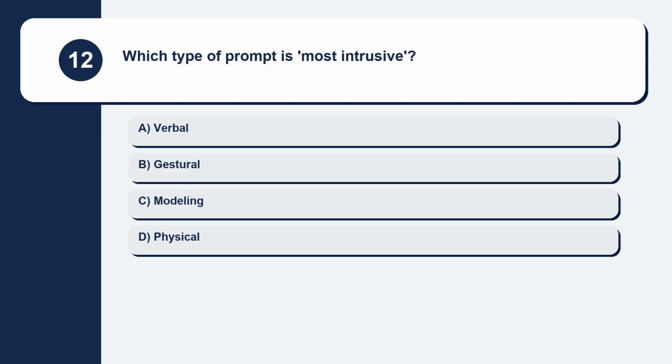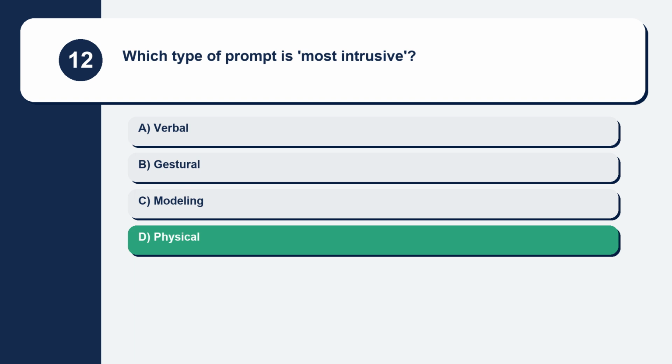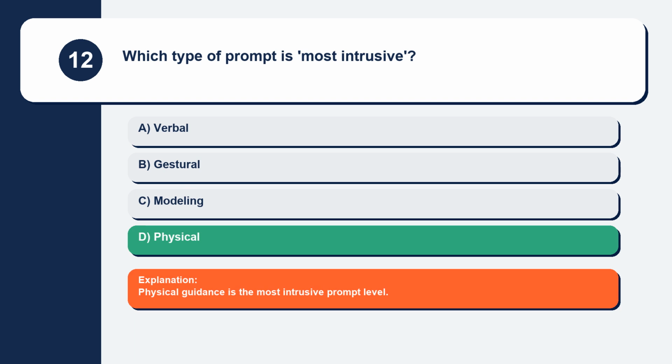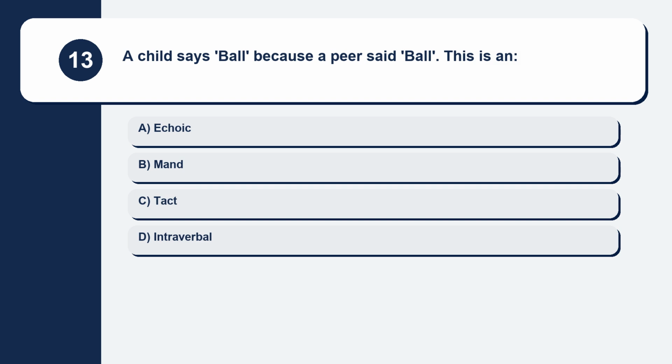Question 12. Which type of prompt is most intrusive? Verbal, gestural, modeling, physical. Physical guidance is the most intrusive prompt level.